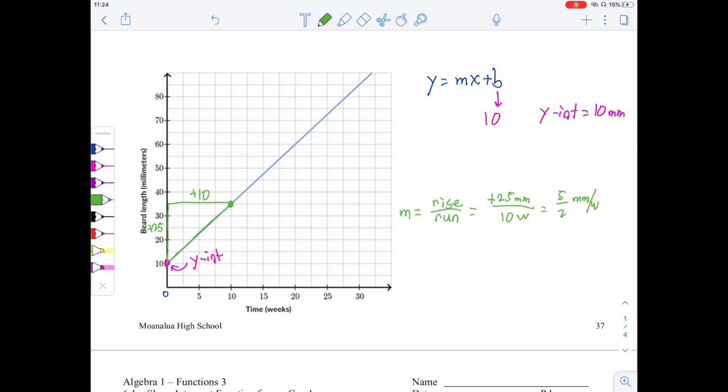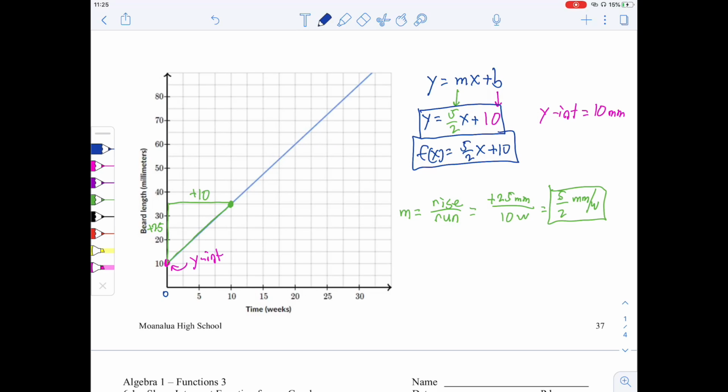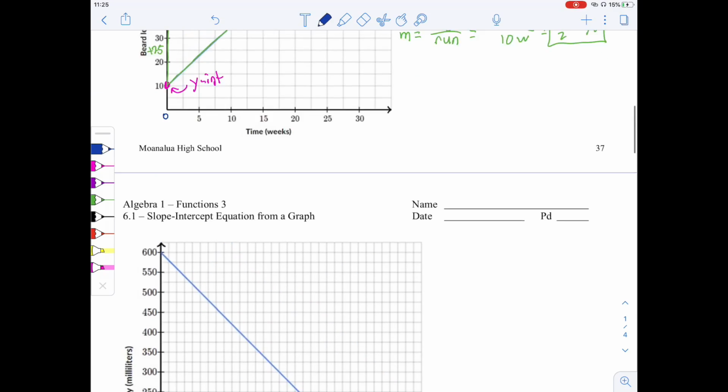Okay? And that is our rate of change right there. So that's our slope. So it's 5 over 2 right there. So we have our initial value 10, our slope 5 over 2 because it's increasing, going positive, and we just write the equation. Y equals 5 over 2x plus 10 because it's positive 10. And that's our equation. So we put it in function notation, f of x equals 5 over 2x plus 10 right there. And that's it. Okay, so you guys can do the next one. You guys try that one.